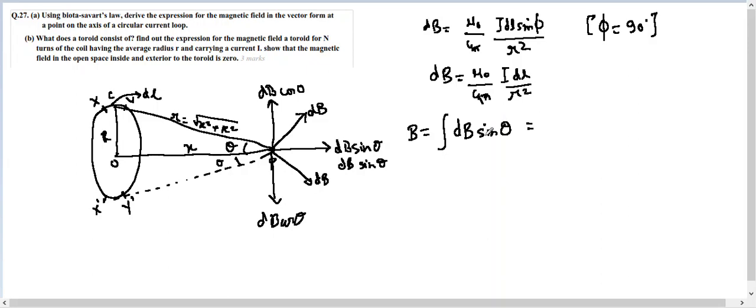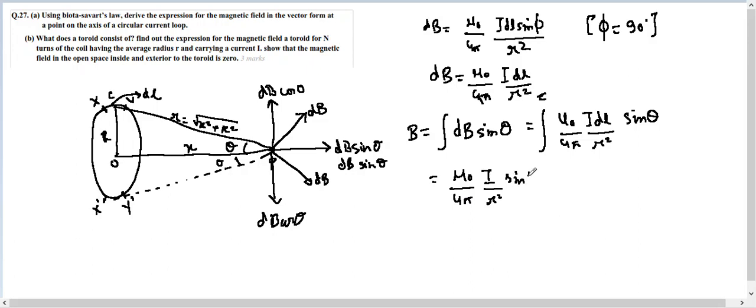So just putting in the value of dB, which we have just calculated: B is the integral of mu naught upon 4 pi I dl upon r square sin theta. Taking out the constants, mu naught upon 4 pi is a constant, and then I, r square, and also sin theta, we are left with the integral of dl. What's the integral of dl? Because we're talking about the total length of this coil, it is going to be 2 pi r, that is the circumference. And in the next step we can put in the value of sin theta, which is equal to perpendicular upon hypotenuse.